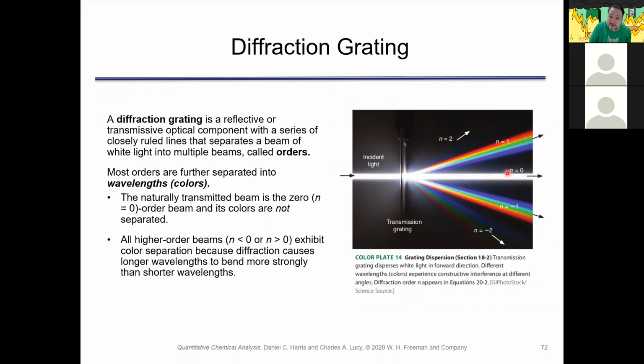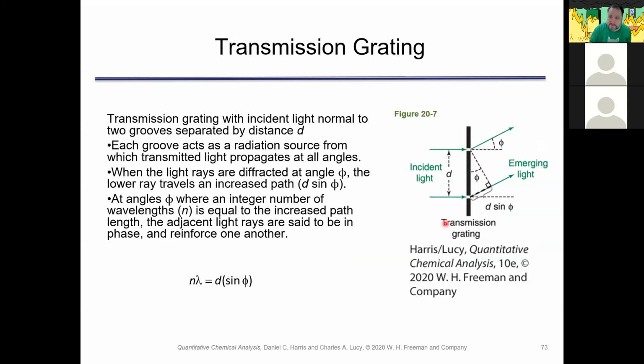So all the higher orders, n bigger or less than 0, exhibit color separation because diffraction causes longer wavelengths to bend more strongly than shorter wavelengths. So how is this going to work? The transmission grating with an incident light normal to the groove. So here's our incident light that's coming in.